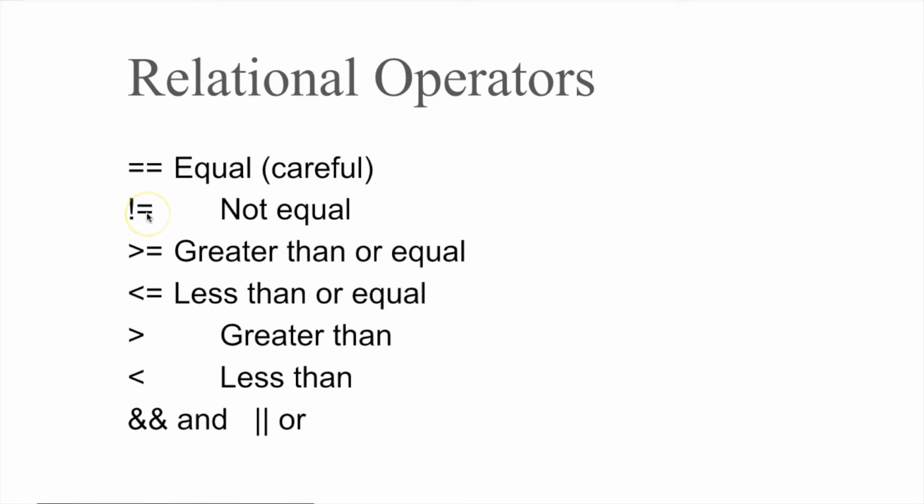Exclamation mark equal means not equal to. And you can join these together with double ampersand, which means and, or double vertical line, which means or. Now the vertical line, the one I'm talking about, is directly above the backslash key on the right hand side of your Mac keyboard, below the delete key. So it's shift and backslash.